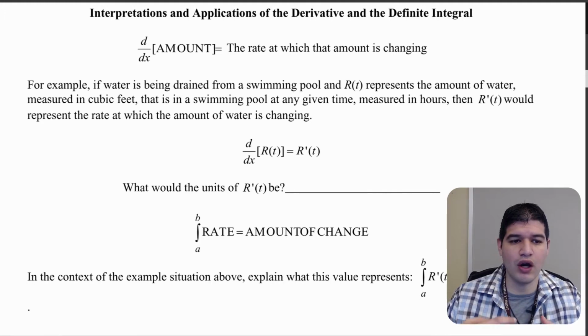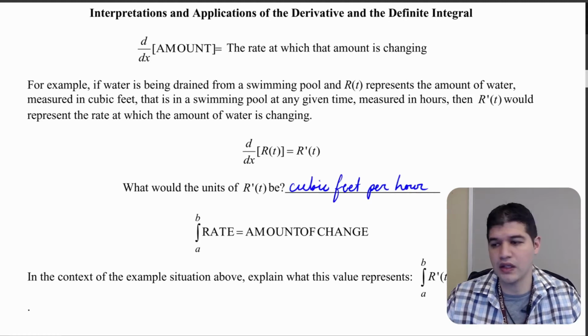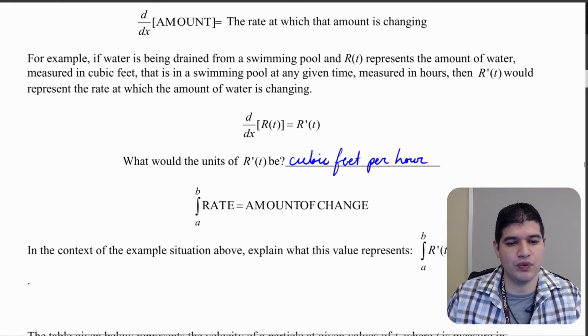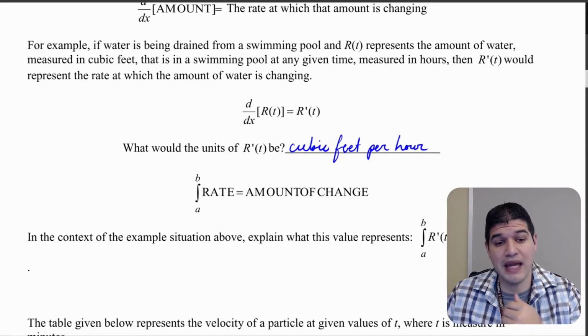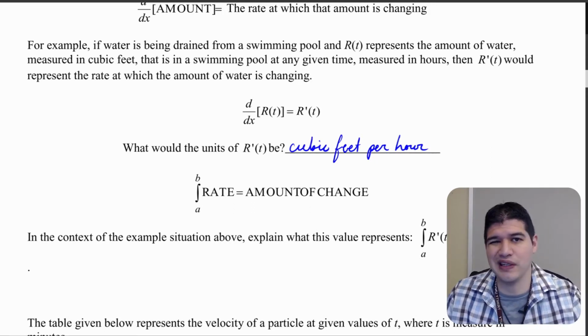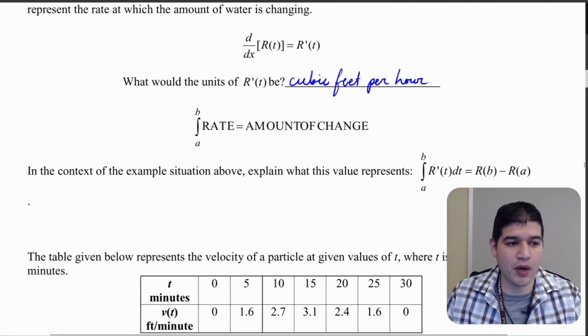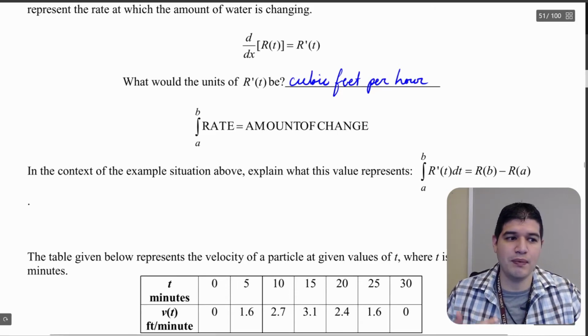And since we already know the units for r of t are cubic feet, and time is measured in hours, this is going to be cubic feet per hour. So now we want to start looking at this derivative. If we're taking the integral from a to b of a rate, we know that we have the amount of change. And specifically, we know the net amount of change, not necessarily the total amount of change without absolute values. So we're taking the integral from a to b of r prime of t dt. Well, we know that's going to be r of b minus r of a.